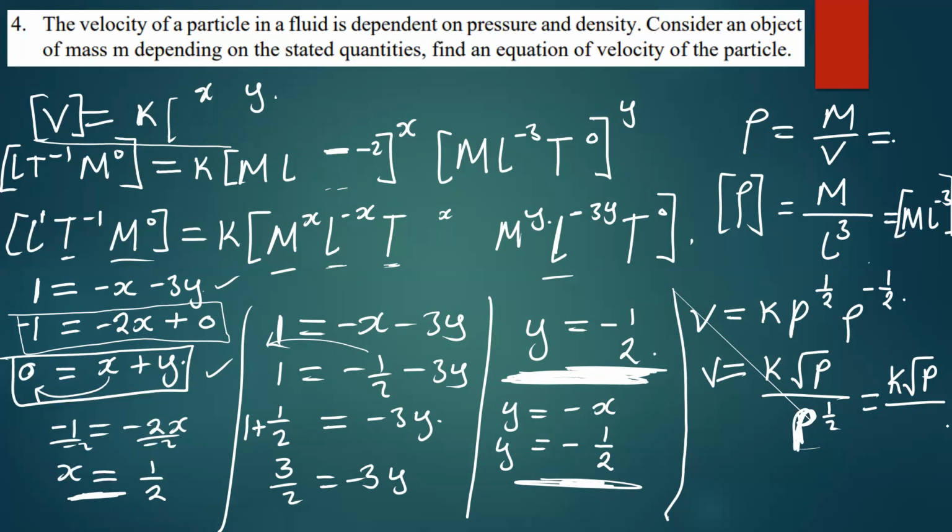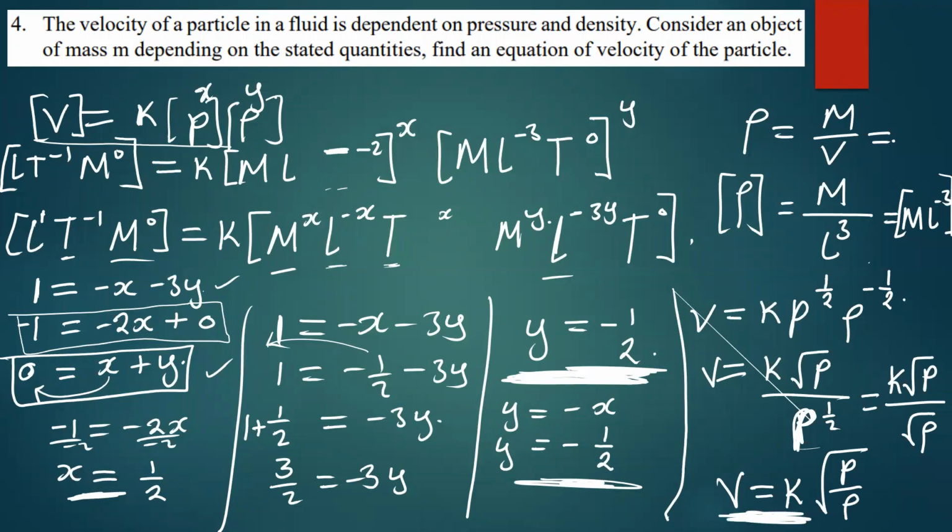And then the denominator there will be the root of rho, which is density. So the final velocity there, therefore, will be K. We combine this, so this will be K root P over rho. So this is the velocity that they wanted us to find. Yeah, so this is the equation that the question was asking us to find.